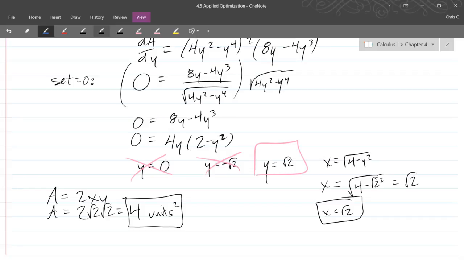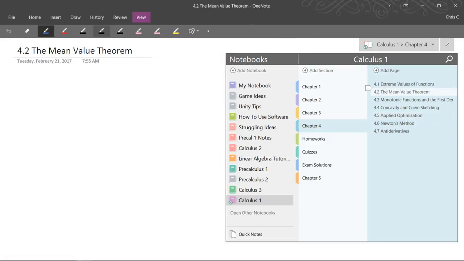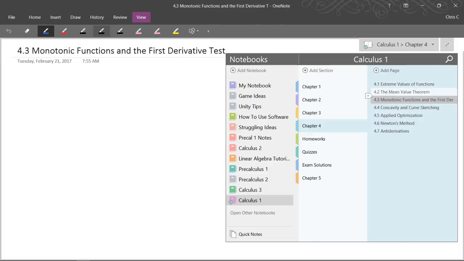I think the only thing we have left is the mean value theorem. So we did 4-1, oh, 4-3. I better change my notebook around.